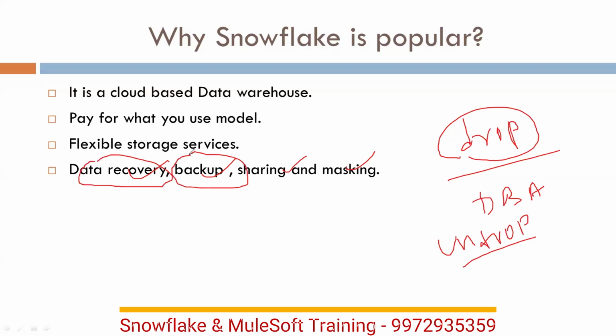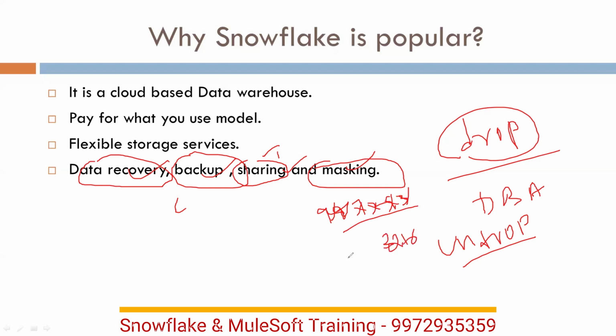For data backup, we are going to use zero copy cloning. Sharing: I have a table or database and I want to share it with some other user. Yes, we can do that. Masking: suppose I have a phone number and I want to make it secure. Yes, like this we can mask it. If you observe some websites, for your credit card number or debit card number, only the last 4 digits are displayed. Everything else is masked. This kind of flexibility is available in Snowflake.